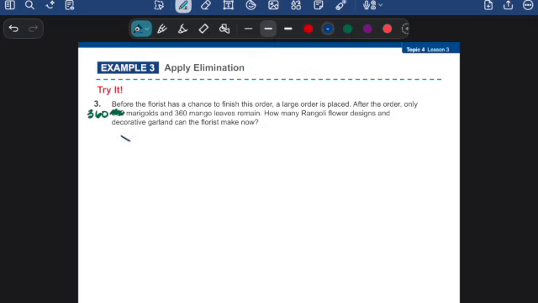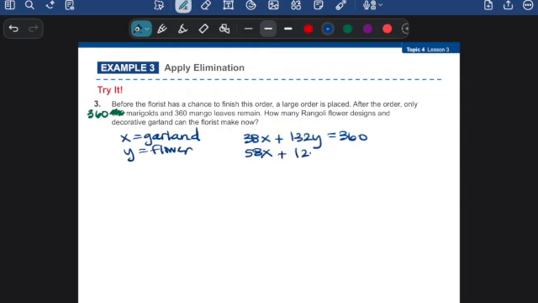So same thing, X is going to represent the garland. Y is going to represent the flower design, right? The number of each. So let's write those equations. The graphic is still the same, so I still use 38 marigolds for the garland, and I still use 132 marigolds for the flower design. And now my total, my limit is 360. For the mango leaves, I use 58 mango leaves in the garland and only 12 mango leaves in the flower design, and my total is still 360.